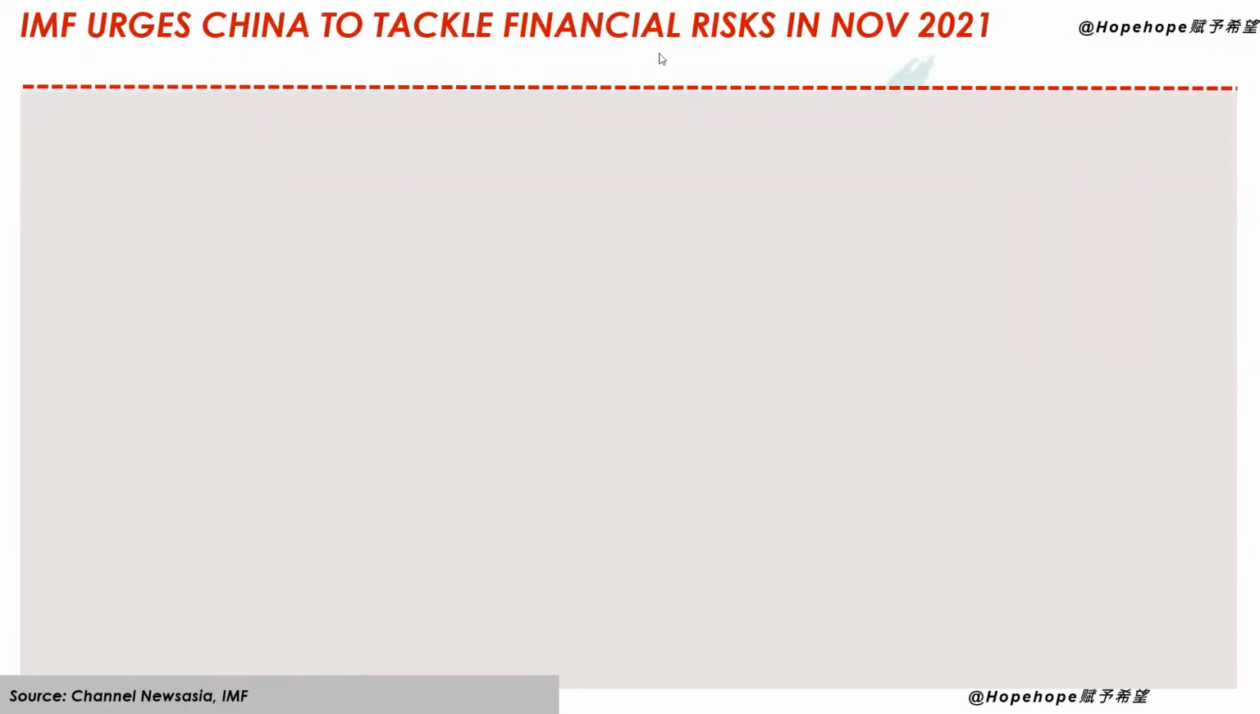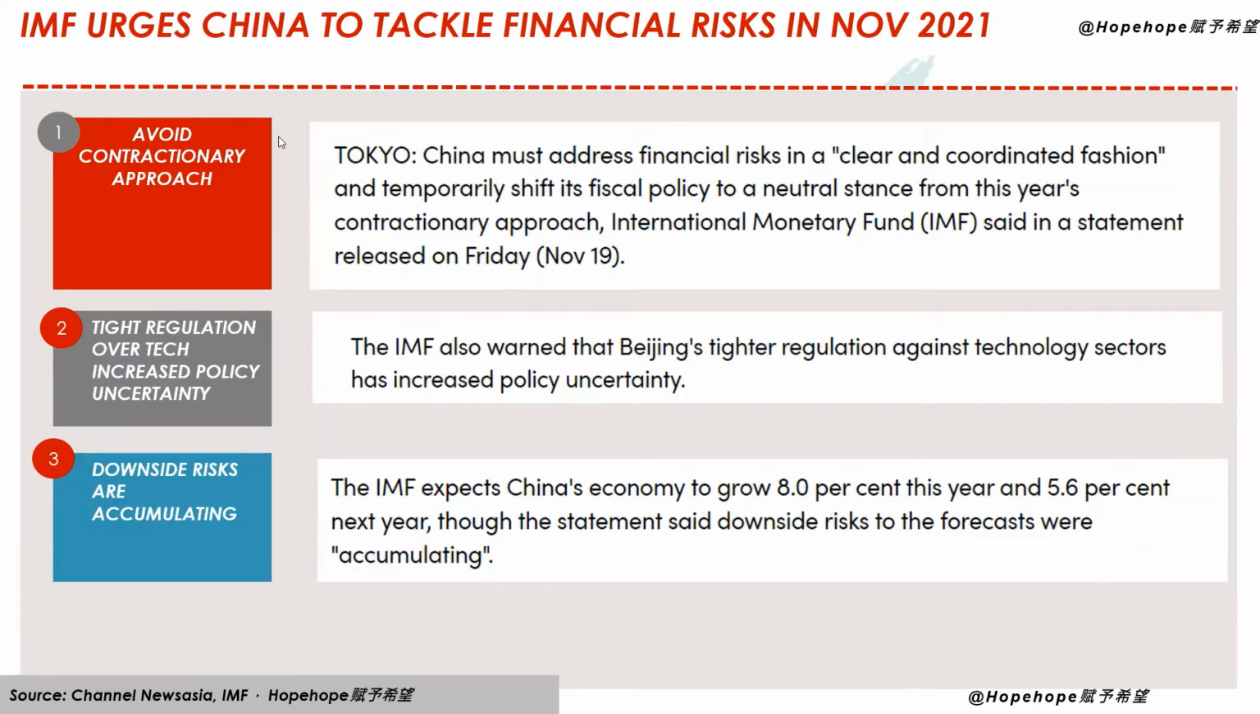IMF urges China to tackle financial risk in November 2021. They highlight that it's important to avoid a contractionary approach. Second, to think through their tight regulation over tech policy because it has created a lot of policy uncertainty. And third, the downside risks are accumulating and they hope that China will address the downside risk ASAP so that they can continue to see China's economy growing as per what they forecast.